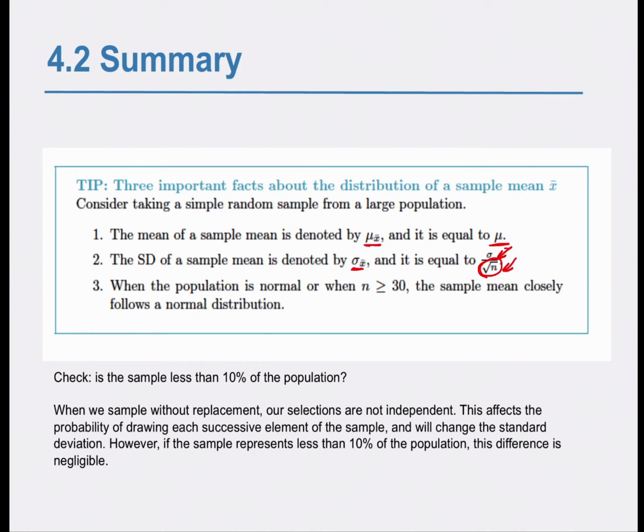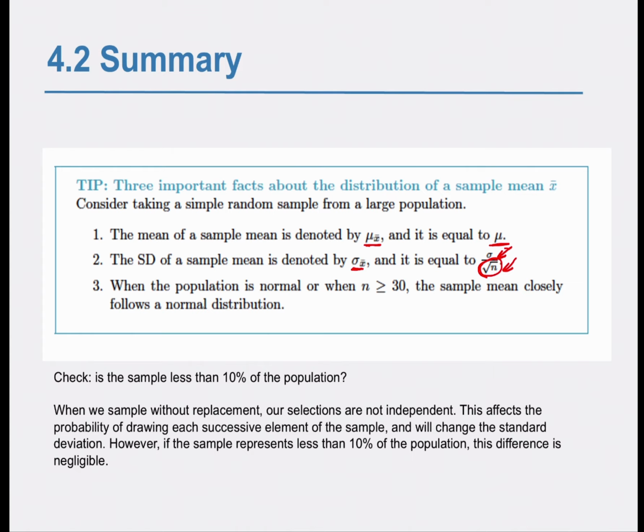It's the square root of n, so as your n gets bigger, each increase in n has a smaller effect on the standard deviation. But as your n gets bigger, you're dividing by a bigger number, so the standard deviation of the sampling distribution is going to be smaller. And when the population is normal, or when n is greater than or equal to 30, the sample mean closely follows a normal distribution.